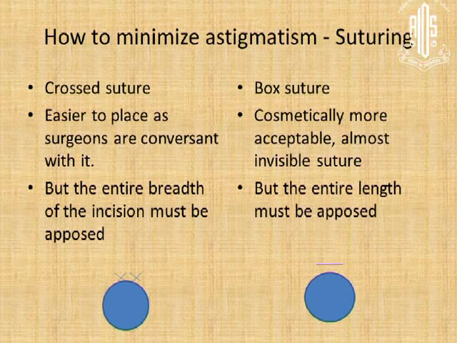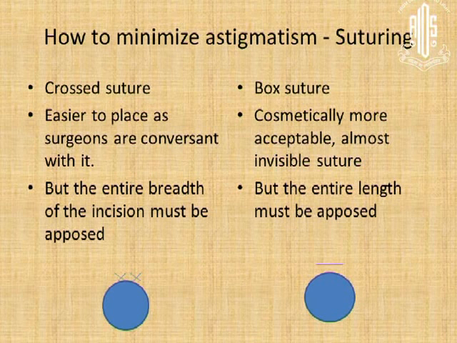And when we are looking at astigmatism, it is not just the incision size. Suppose we have to have a larger incision, then we can either use a cross suture as we see over here or a single box suture. The cross sutures are easier to place because we surgeons, that is how we are used to doing suturing. But then the entire breadth of the incision must be opposed. All of this entire incision must be opposed, not just the outer lip.